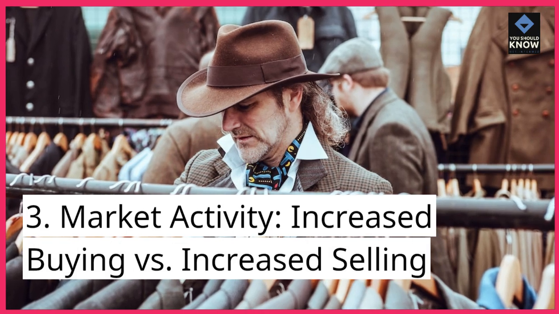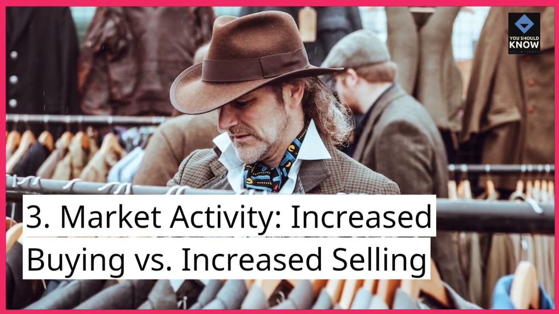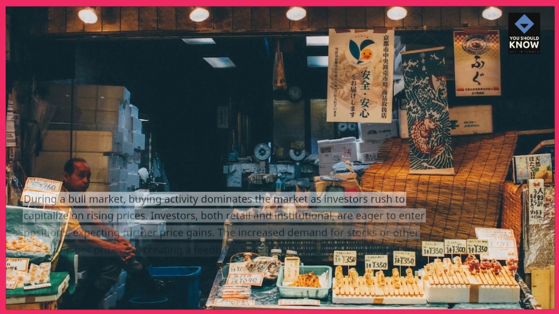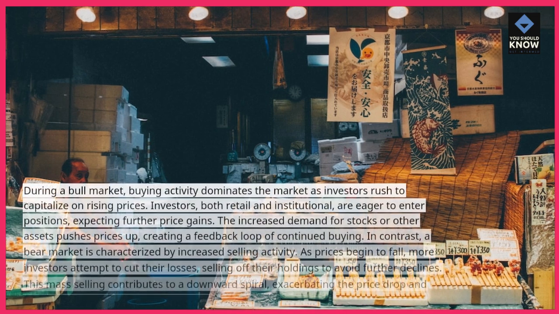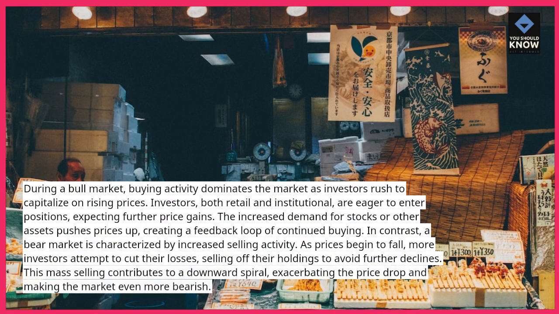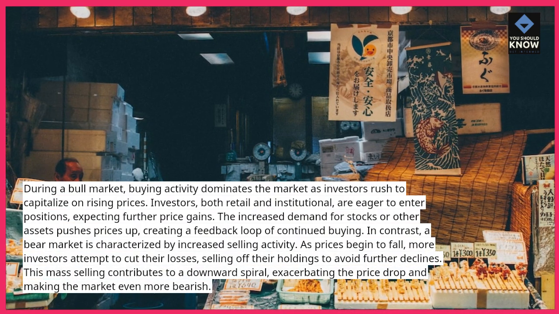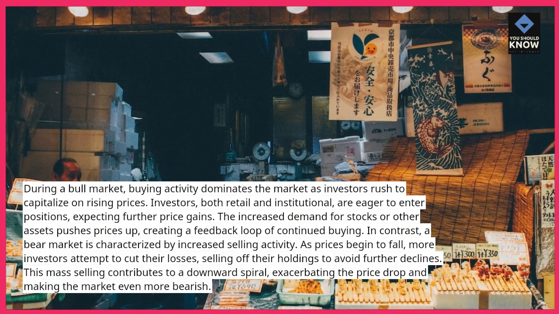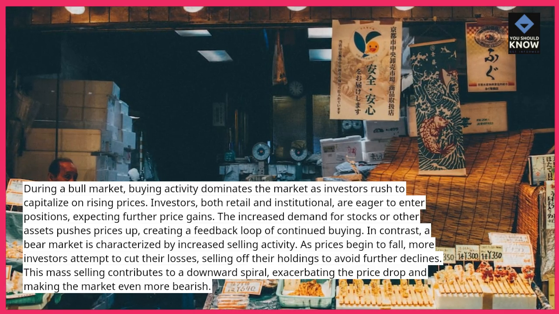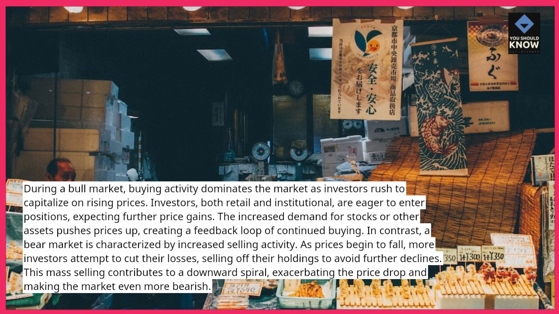3. Market activity. Increased buying versus increased selling. During a bull market, buying activity dominates the market as investors rush to capitalize on rising prices. Investors, both retail and institutional, are eager to enter positions, expecting further price gains. The increased demand for stocks or other assets pushes prices up, creating a feedback loop of continued buying.